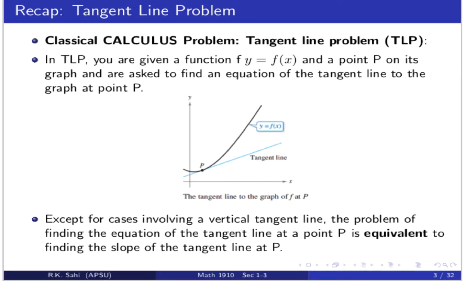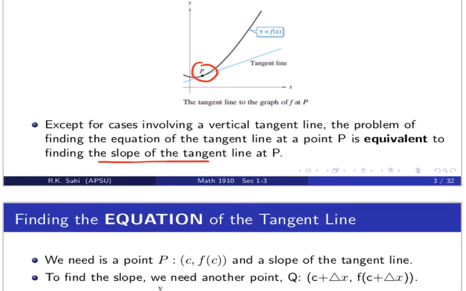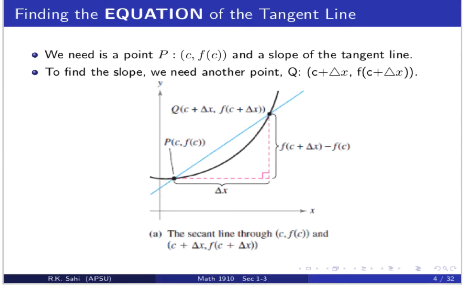So remember, in a tangent line problem, what you're given is a function f and a point P, and you'd like to find the equation of the tangent line at this point P. If the tangent line is not a vertical tangent line, this problem basically boils down to finding the slope of the tangent line at the point P. So to find the equation of a tangent line, what we need is a point and a slope of the tangent line.